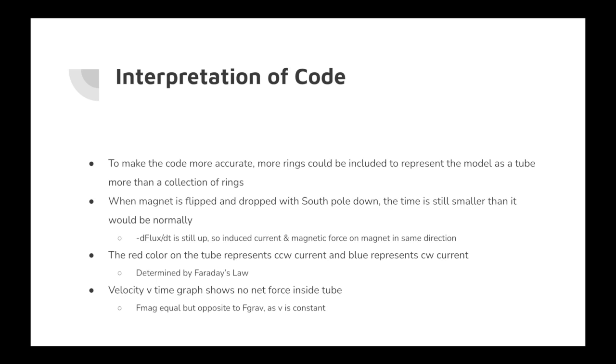The red color on the tube represents the counterclockwise current, and the blue color represents clockwise current, which is determined by Faraday's law. And the velocity versus time graph shows no net force inside of the tube. F_mag is equal but opposite to the force due to gravity, as v is constant.